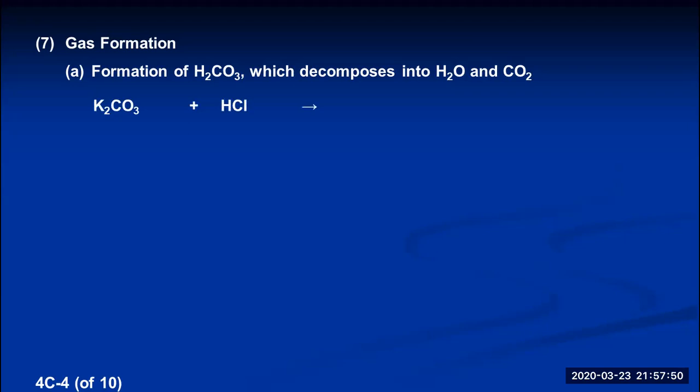Two compounds, potassium and chloride, would go together. +1 and -1 makes the formula KCl, not K2Cl. Hydrogen and carbonate would go together. Hydrogen's +1, carbonate's -2, so the formula has to be H2CO3. And so these would be your two products.